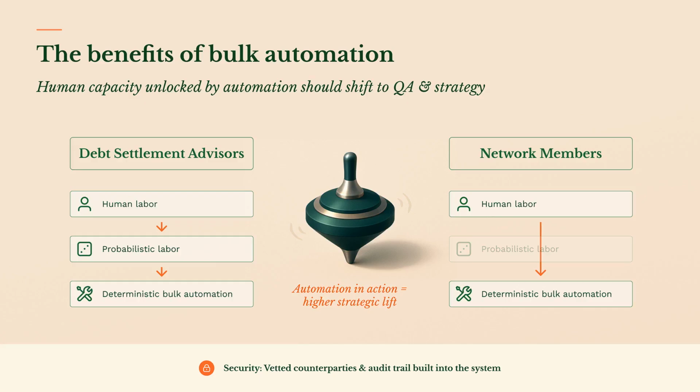That brings us to automation. Bulk automation allows both debt settlement firms and lenders and servicers to shift human effort away from manual back and forth and toward more strategic work, like quality assurance and settlement strategy. It also adds security and transparency by ensuring only vetted counterparties are involved, with a full audit trail built into the system. The result is faster settlements, fewer errors, and greater consistency across portfolios.